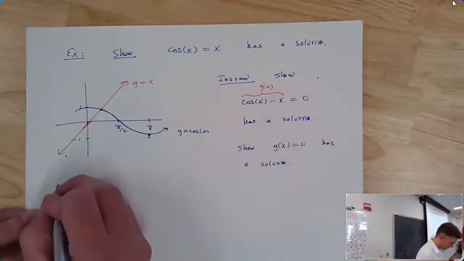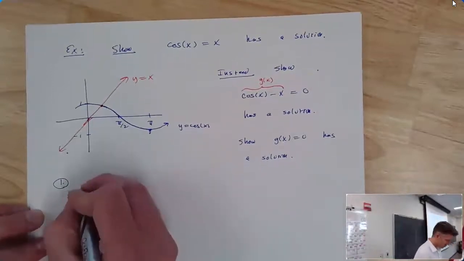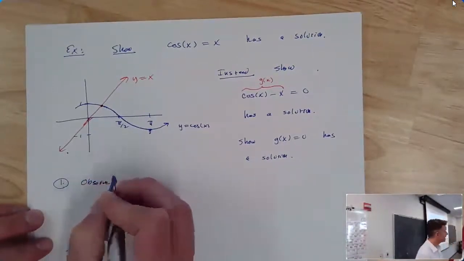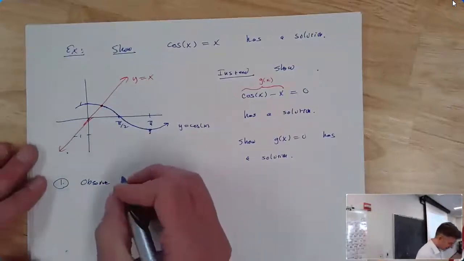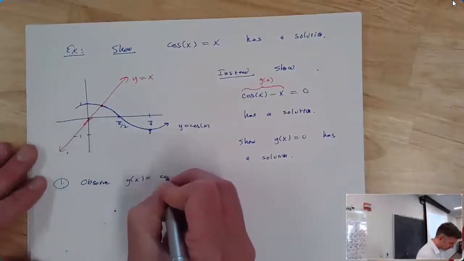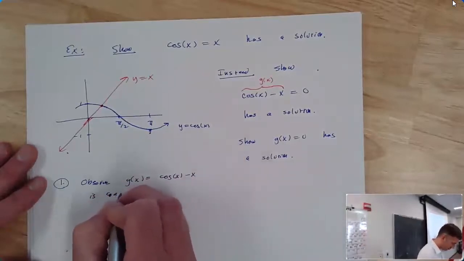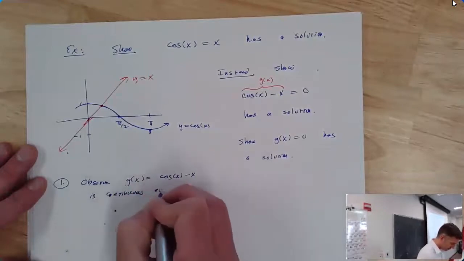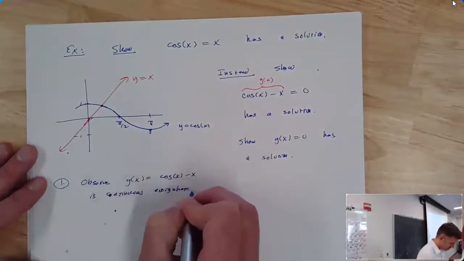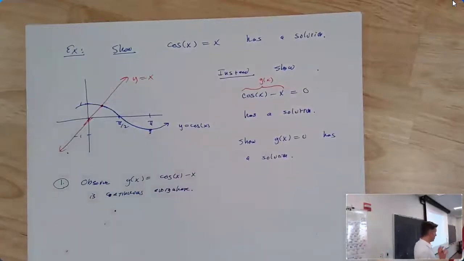So, first things first. Observe, note, say something about the fact that g of x equal to cosine of x minus x is continuous everywhere. And it is. Cosine of x is a trig function, and cosine and sine are both continuous everywhere. And y equals x is also a function that's continuous everywhere. It's a polynomial. And if you add or subtract two functions that are continuous everywhere, you still get a function continuous everywhere. So it's definitely not a leap to say cosine x minus x is continuous everywhere.